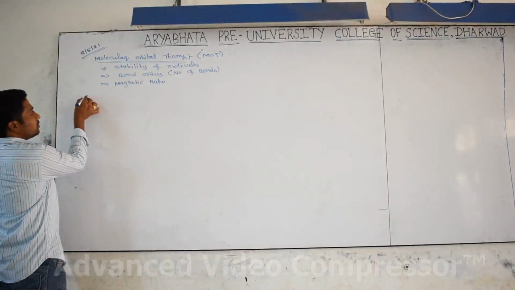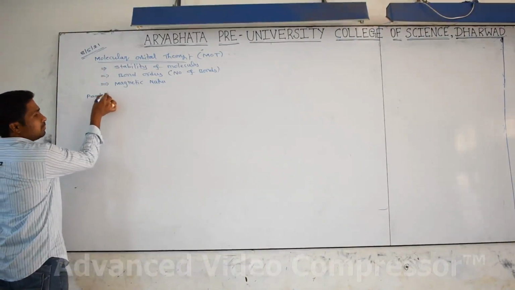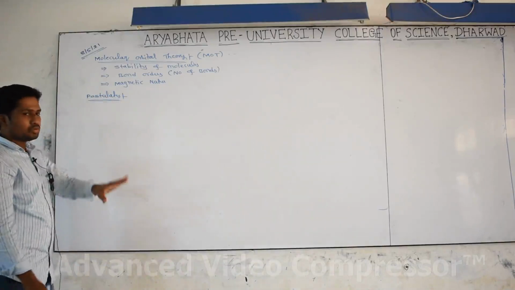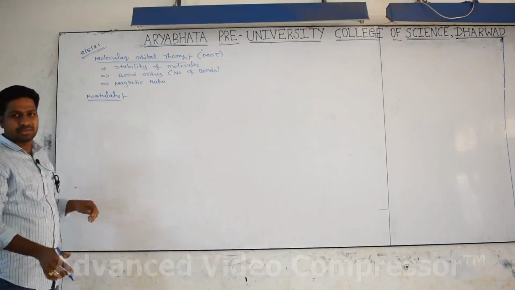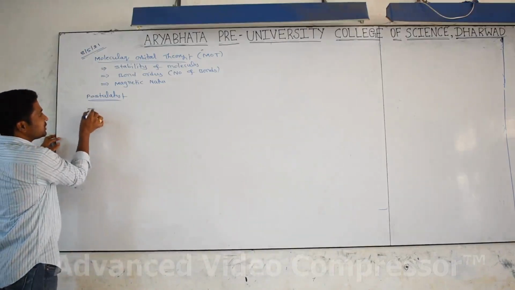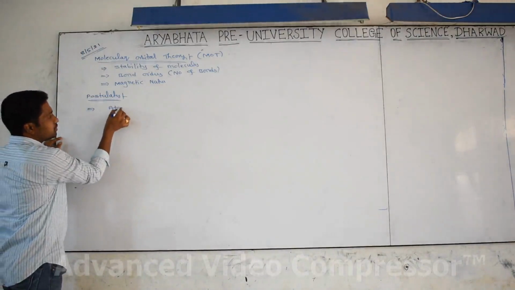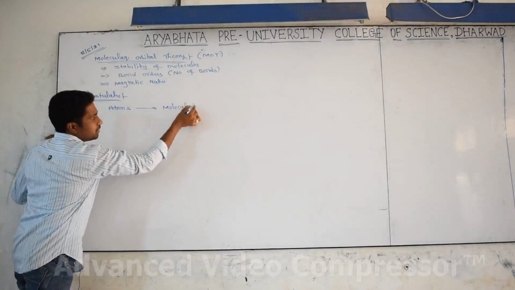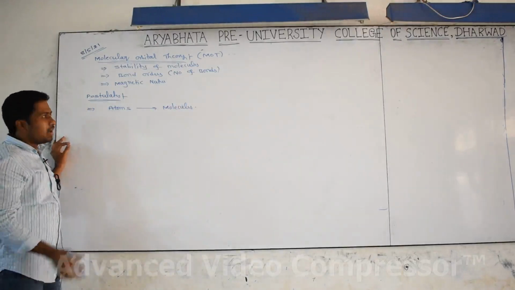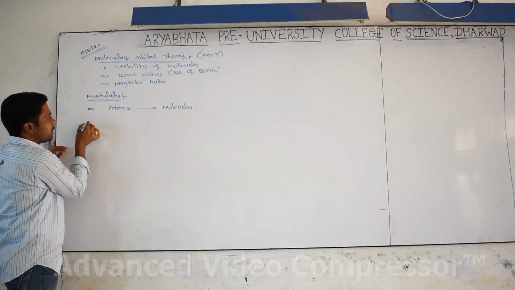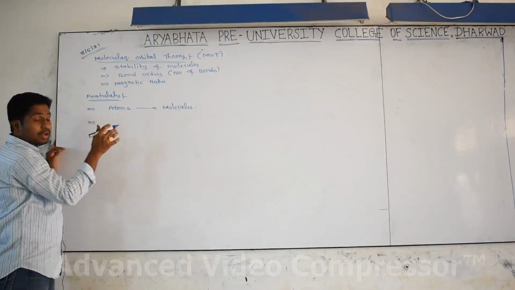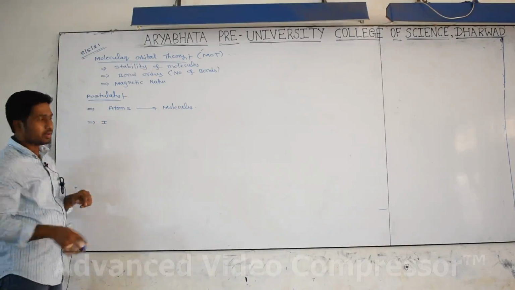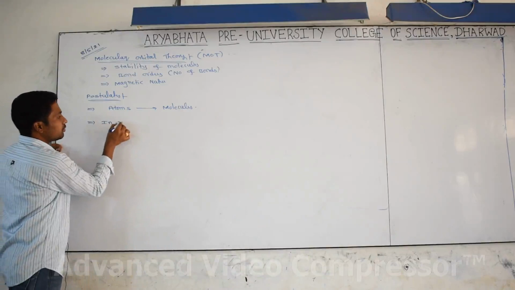I will tell you some postulates today. Listen carefully. What are the postulates of this theory? Today's theory is very important. Just see, the first point is that when atoms are combined together, we get molecules.